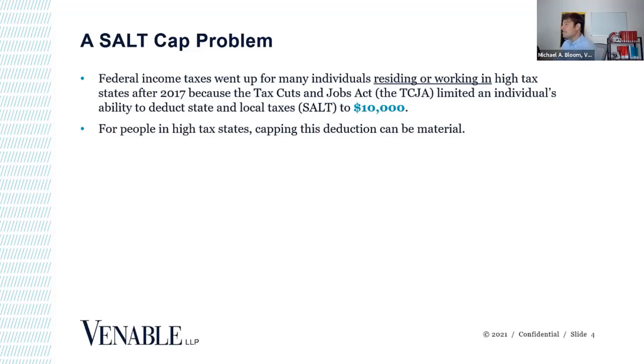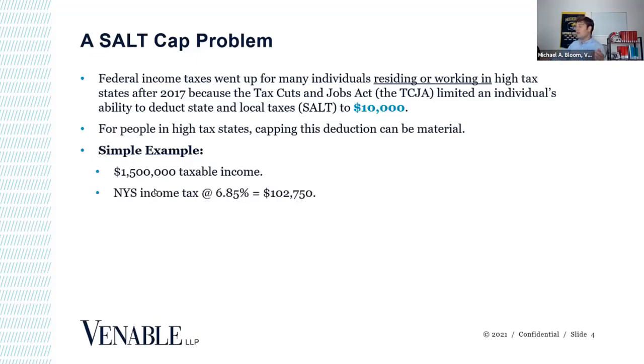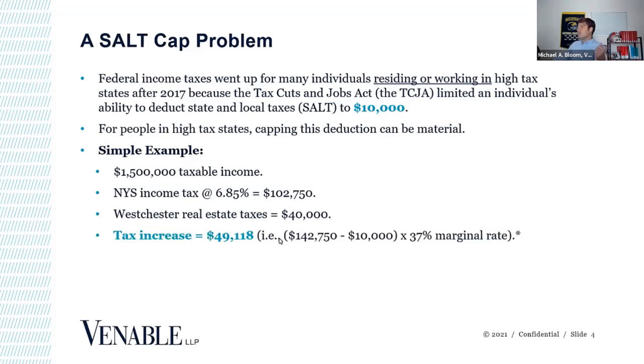Let's look at just a basic example. Simple example for a high net worth individual in New York. Let's say this person has $1.5 million of taxable income. New York State income tax rate 6.85% on that amount. This person lives in Westchester, pays real estate taxes of $40,000. So at a $142,000 total possible deduction for state and local taxes is now capped at $10,000.